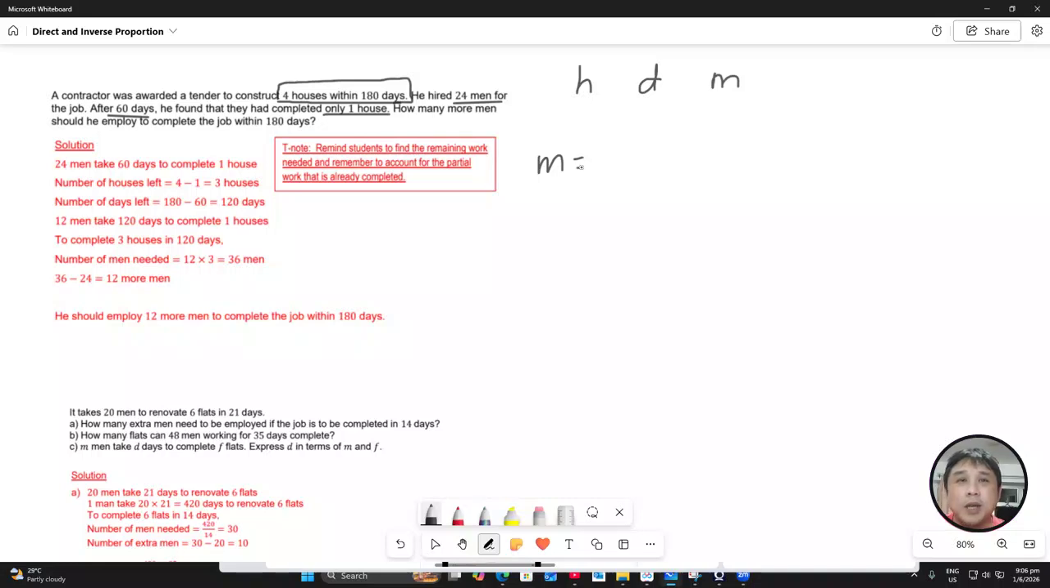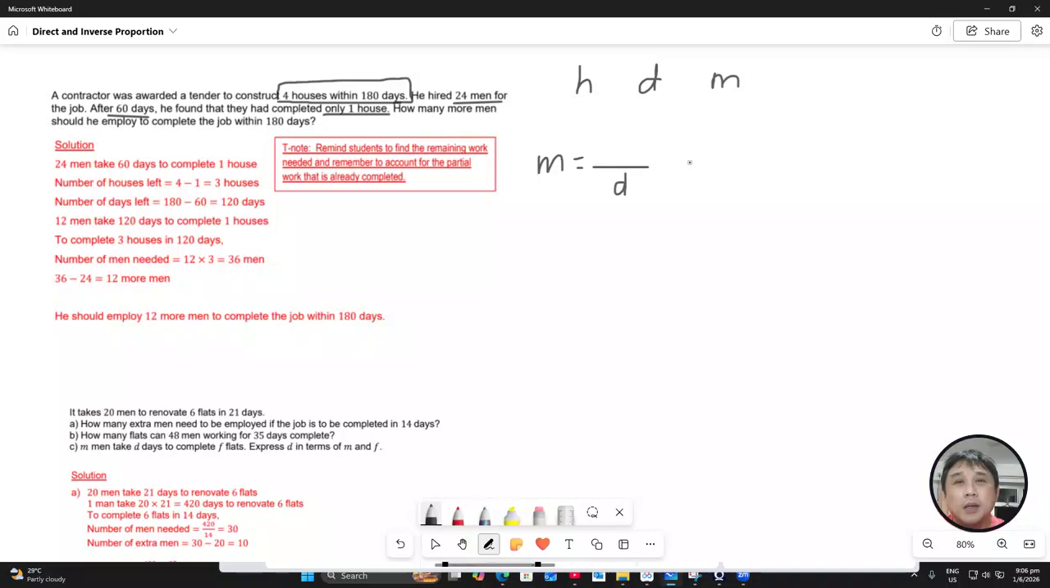But before we can do that, we need to know: we have days as well. So is it more men, more days, or is it more men, less days? If you think about it, they are inversely proportional, because if I have more men, it will take less days. So yes, you will put the D below.